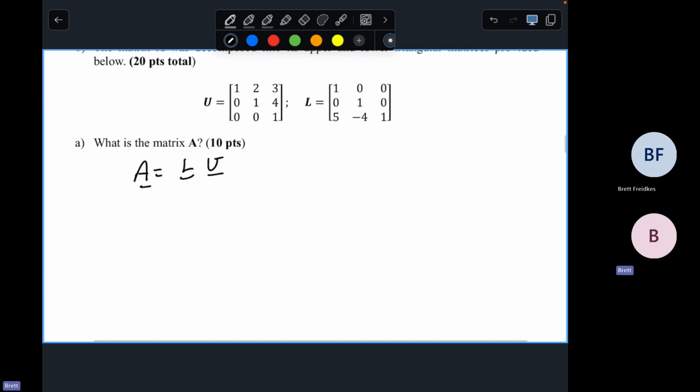So we're doing the reverse. I'm kind of doing the reverse. I've given you L and U. You have to multiply them together to tell me what A is.